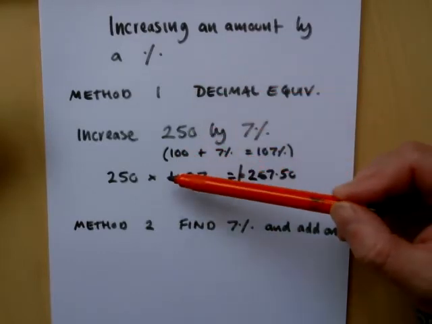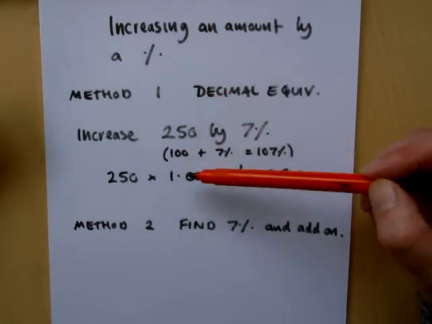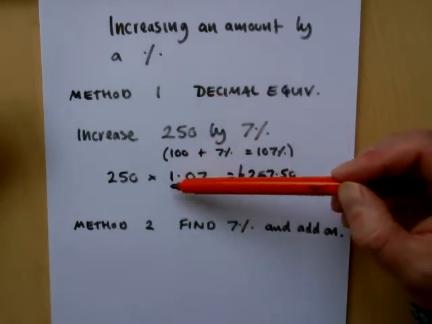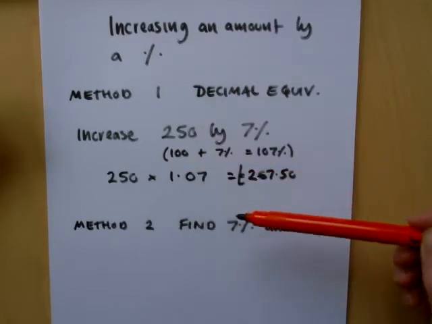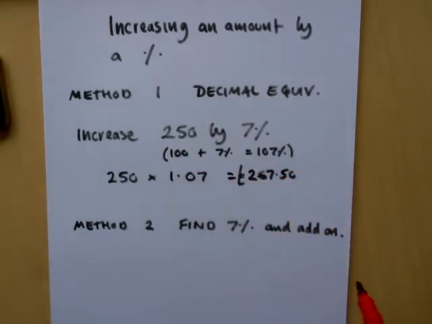You've just got to remember that you have a 1, but when you're increasing, you have a 1 instead of a 0. I'll show that in the next part. Method 2 is a longer way, but a lot of people sort of find this easy to understand.